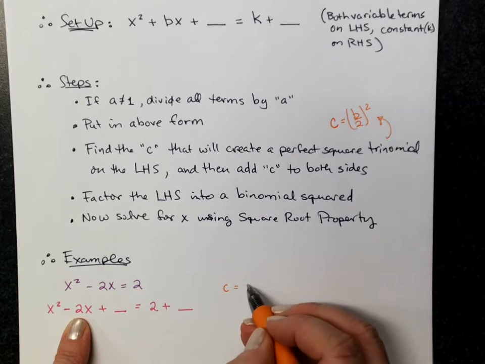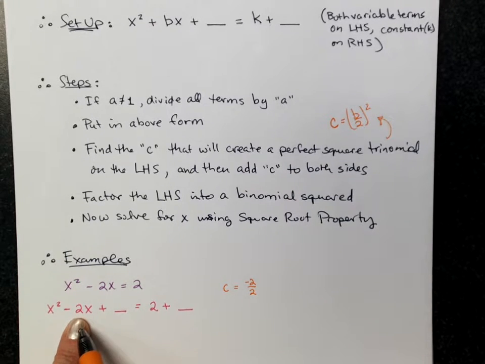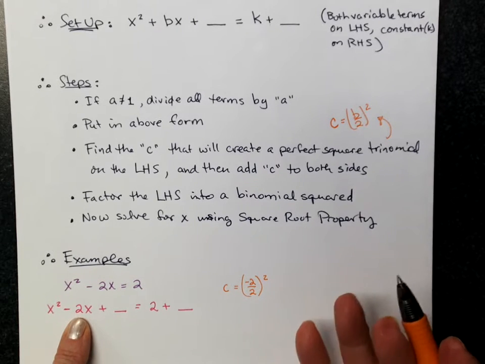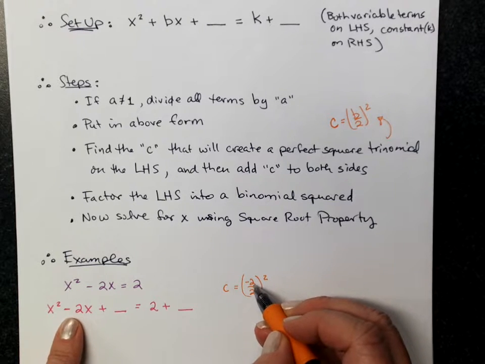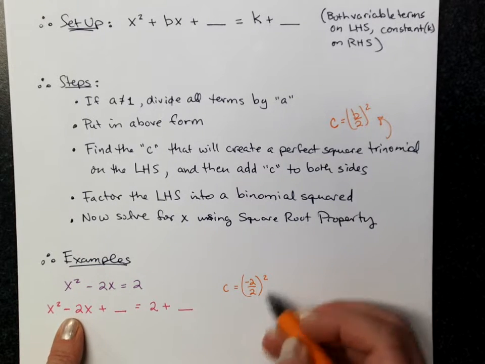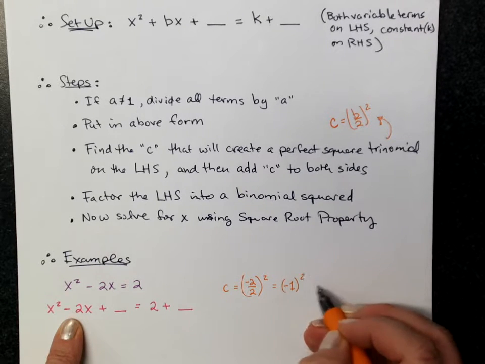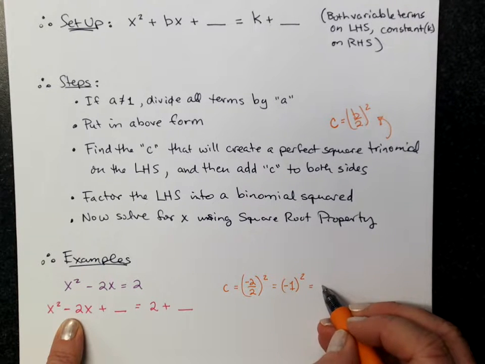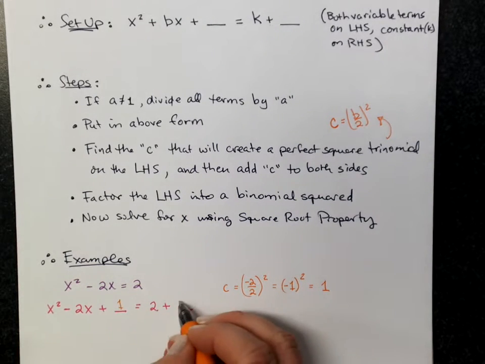Now you can put negative 2, because your b technically is negative 2, but regardless, it's going to get squared, so it's going to be positive. I'll put it just to be really consistent. That is a b of negative 2. That gives you negative 1 in parentheses squared. And of course, any number, negative or positive, if it's squared, then it is positive. So add that to both sides.